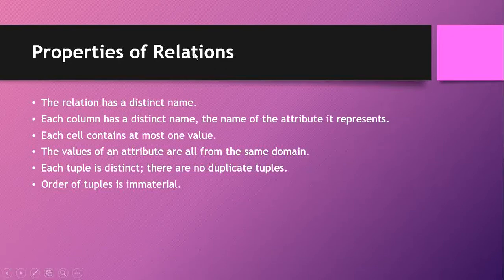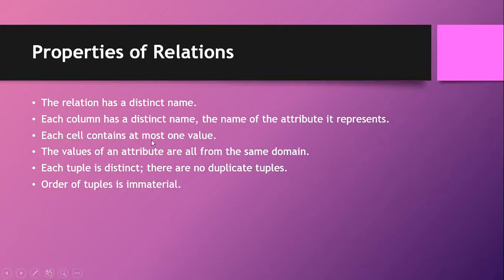We have some properties of relations that must be fulfilled in the relational model. First, the relation has a distinct name. So no two tables can have the same name in your database. All the tables or relations must have a unique name. Next, each column has a distinct name, the name of the attribute it represents. So for each table, all the columns of that table must have a distinct name. So a single table cannot have two columns with the same name.